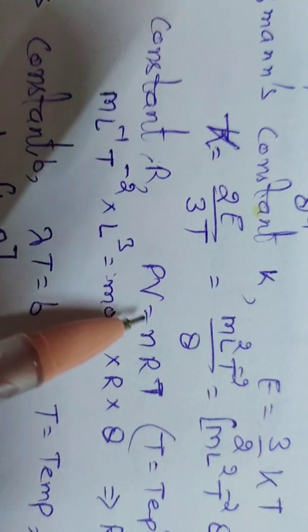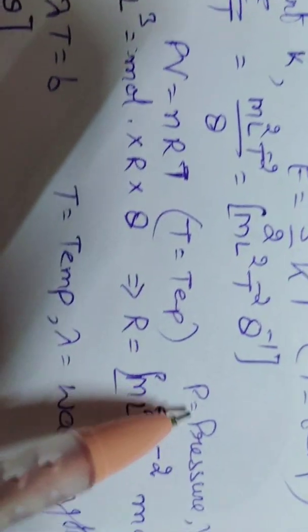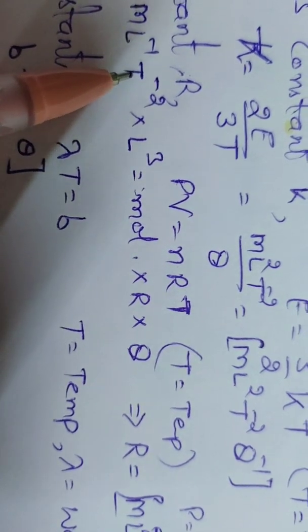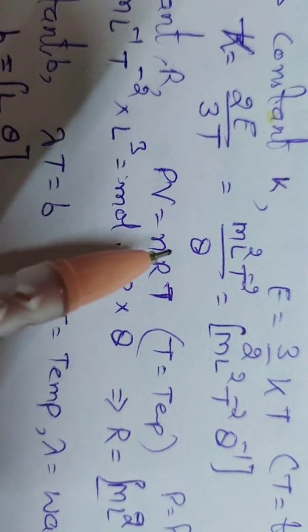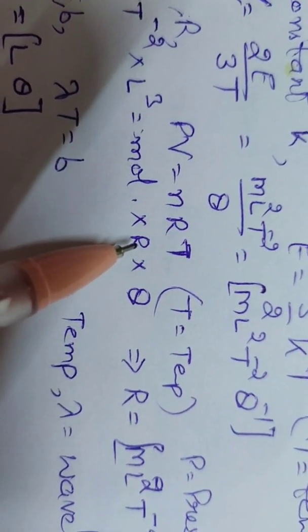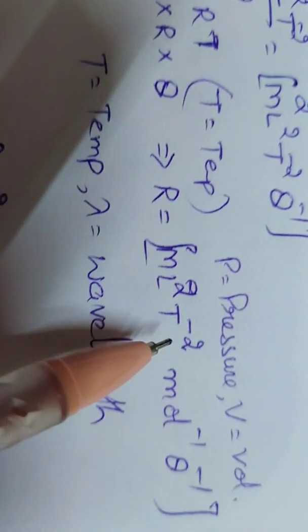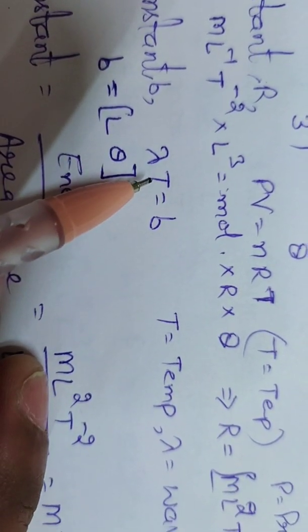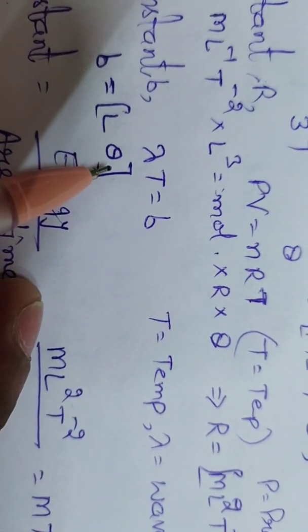Gas constant R. Again from the ideal gas equation, PV is equal to nRT. T stands for temperature, P pressure, and V volume. Pressure M L minus 1 T minus 2, as I have already discussed. Volume is length, breadth, height, L cube. n is the number of moles. R we have to find out, and T is temperature, let us say it has dimension formula theta. So this will be the dimension formula for the gas constant. Wien's constant: lambda T is equal to B. Lambda is wavelength, T temperature. B is equal to L theta.